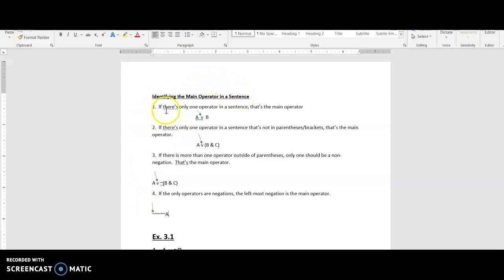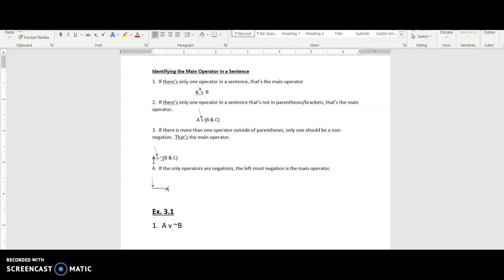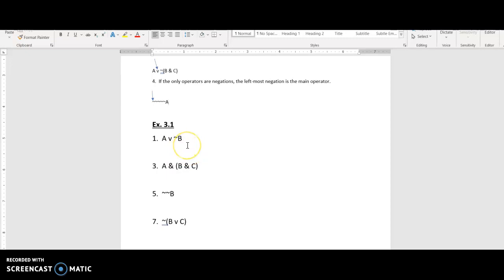So I put some rules up here. The main operator is defined as the operator that has the widest scope, which means it applies to most of the things in the sentence. Like if you look at number 3 here, there's two operators. They're both conjunctions. This operator only applies within the parentheses, whereas this operator applies to the whole sentence, this first part and the parentheses part. So that's what it means to say this has wider scope.